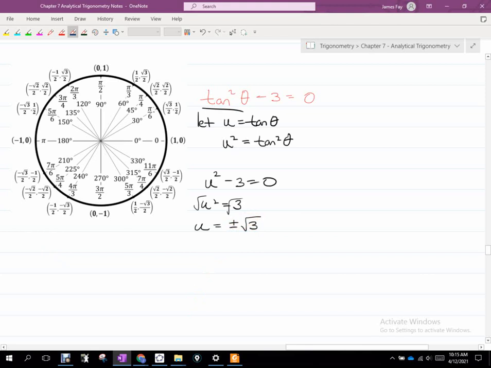But we're not solving for u. Remember, we're solving for tangent theta. Okay? And actually, the end goal is to solve for just theta. But u was tangent theta, so let's put that back in. And I'm just going to separate this. You'll see why in a little bit. When I get a plus or minus, it makes sense to separate them as they're two separate components.